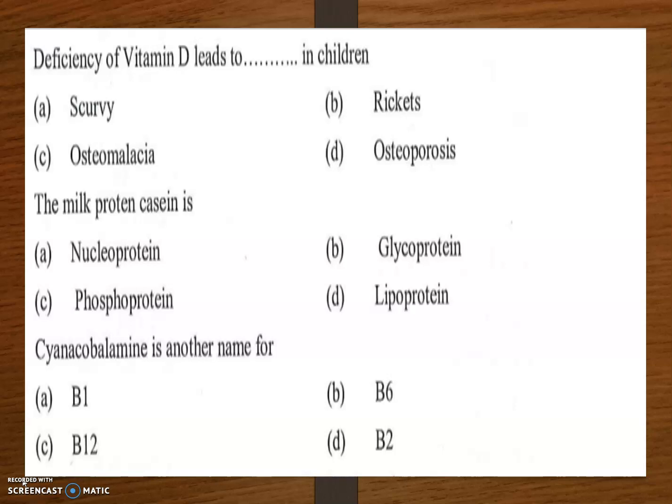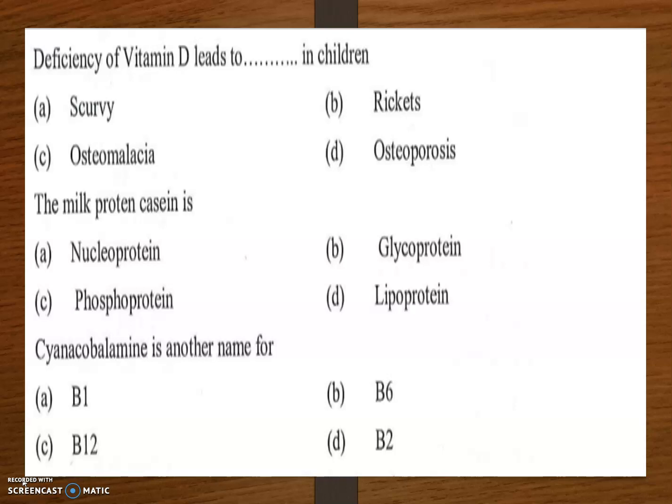The answer is option B, rickets. Rickets is a deficiency disease which is due to the deficiency of vitamin D. This is a disease in which the bone tissue doesn't properly mineralize, leading to soft bones and skeletal deformities. Rickets leads to soft bones and skeletal deformities.